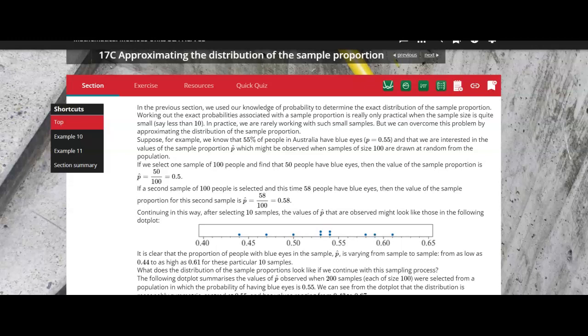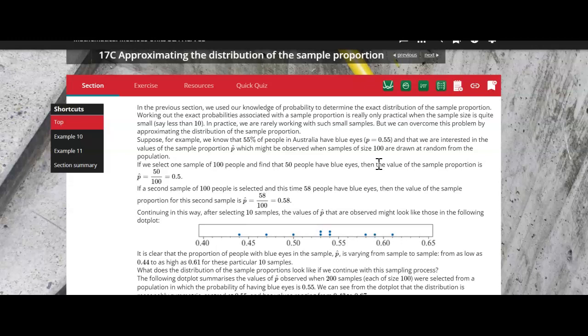The example in the textbook looks at the proportion of people in Australia with blue eyes. Let's say we know the proportion of people who have blue eyes is 55%, but we took a number of different samples. In one sample of 100 people, maybe 50 have blue eyes, so the sample proportion is 0.5. In another sample of 100 people, maybe 58 have blue eyes, so the sample proportion is 0.58.